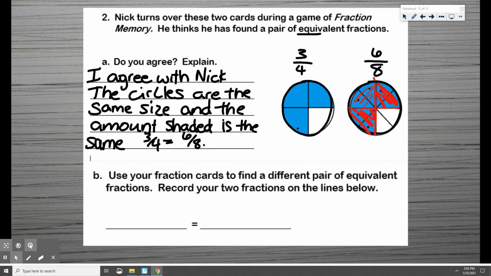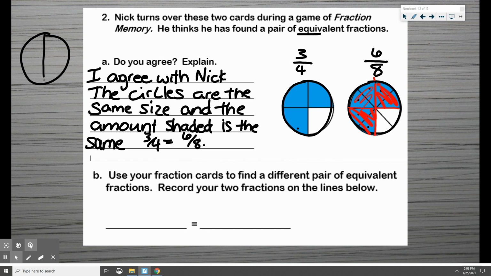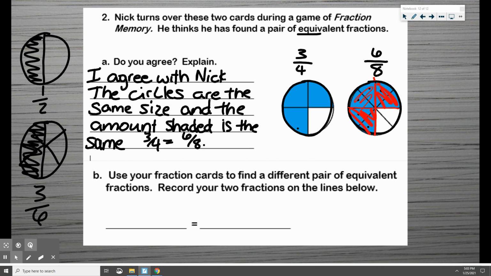One thing that I could show to be equivalent would be if I were to have 1/2. So this is 1/2. And then I want to show another circle, so the same size circle, but maybe I want to do it into 6. So I could show that 3 of my 6 pieces are equivalent. So 1/2 is equivalent to 3/6. This is not the only pair that you could use. This is just the one that I picked. If you want to show 1/4 equivalent to 2/8, perfectly fine.